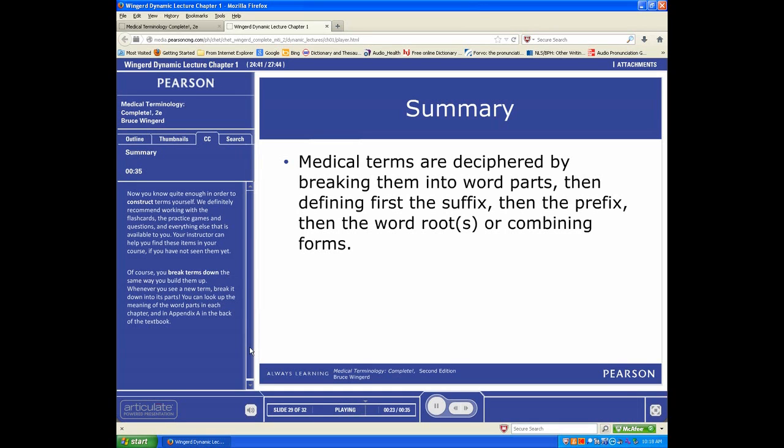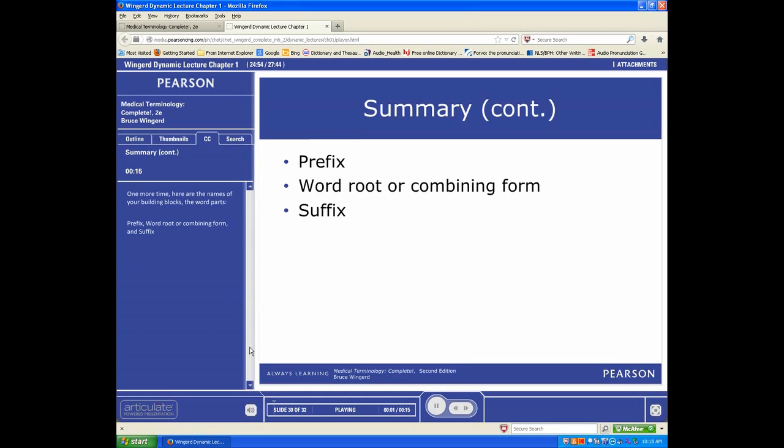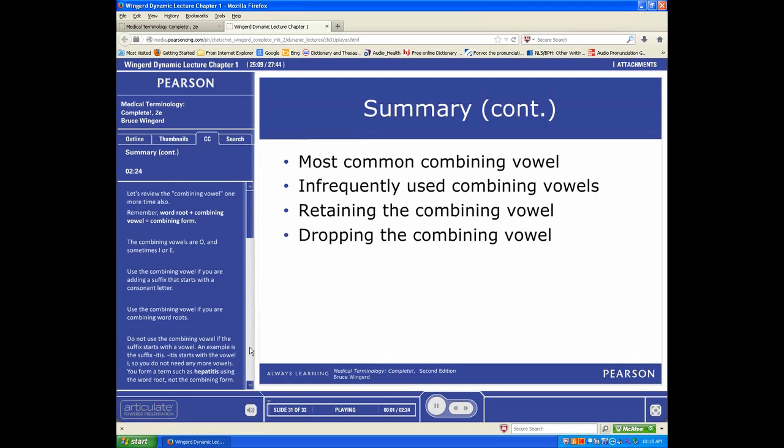Let's review the combining vowel one more time also. Remember, word root plus combining vowel equals combining form. The combining vowels are O and sometimes I or E. Use the combining vowel if you are adding a suffix that starts with a consonant letter. Use the combining vowel if you are combining word roots. Do not use the combining vowel if the suffix starts with a vowel. An example is the suffix itis. Itis starts with the vowel I, so you don't need any more vowels. You form a term such as hepatitis using the word root, not the combining form.